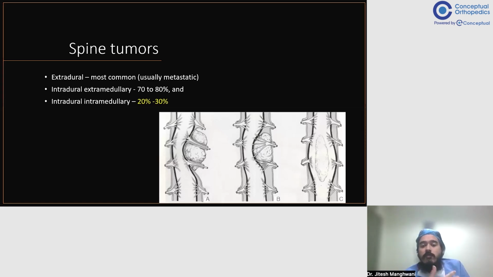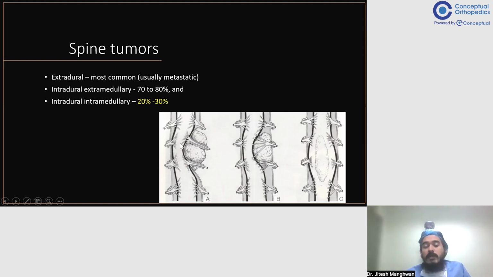So, whenever we talk about spinal cord tumors, everyone generally is confused whenever we use the terms intradural, extradural, intramedullary, extramedullary. So, what exactly is the difference between these three different types of tumors? Now, broadly classifying, the tumor can be either extradural or intradural. If the tumor is intradural, it can be either intramedullary or extramedullary. Three images are shown over here.